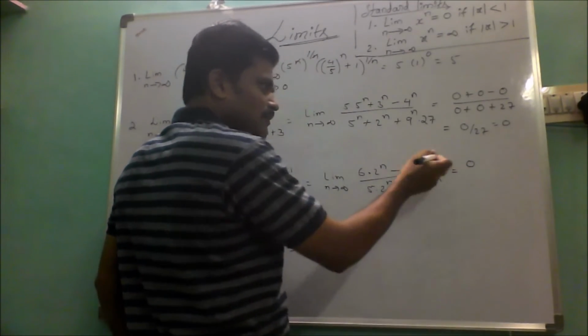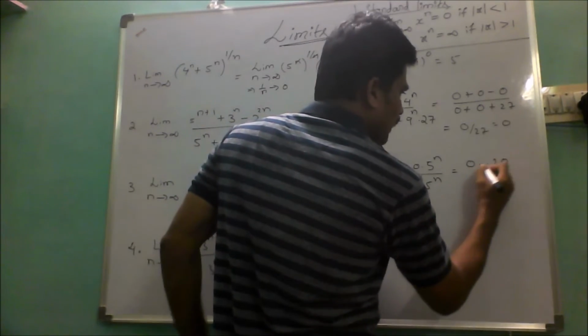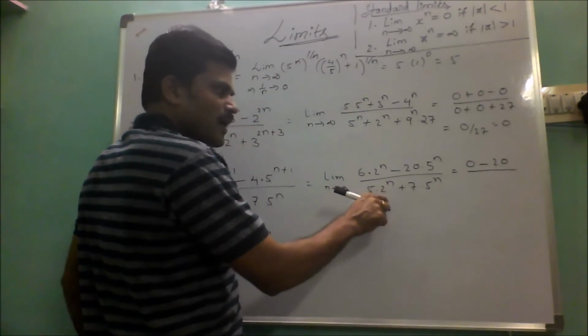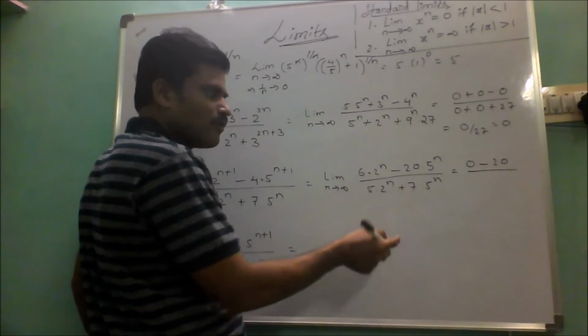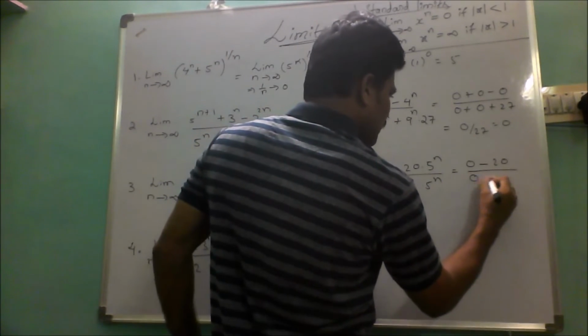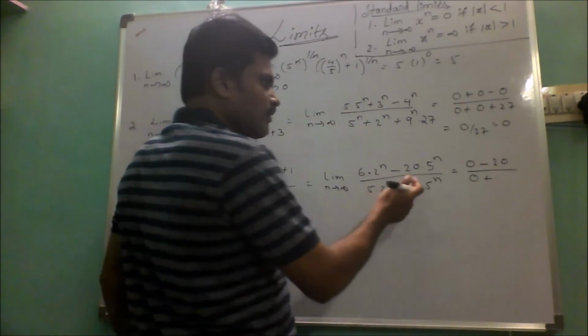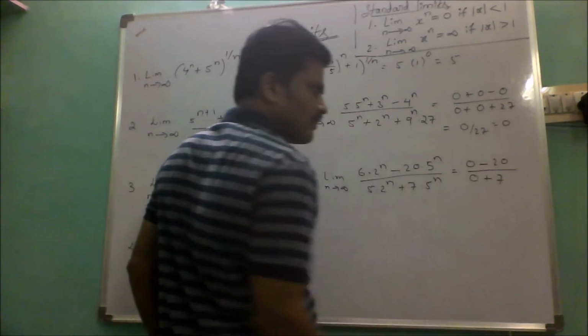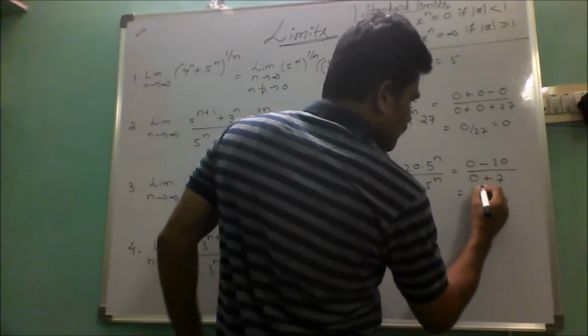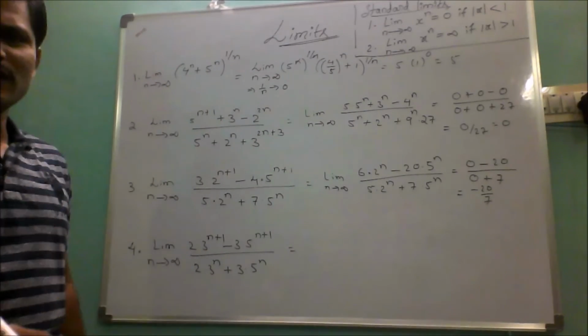Here 5 power n by 5 power n, both numerator and denominator, cancel. Minus 20 into (2 by 5) power n: 2 by 5 is less than 1, so this is also 0. Plus 7 into 5 power n by 5 power n, both cancel, and the remaining term is only 7. Now the answer is minus 20 by 7. This is the solution for the third one.